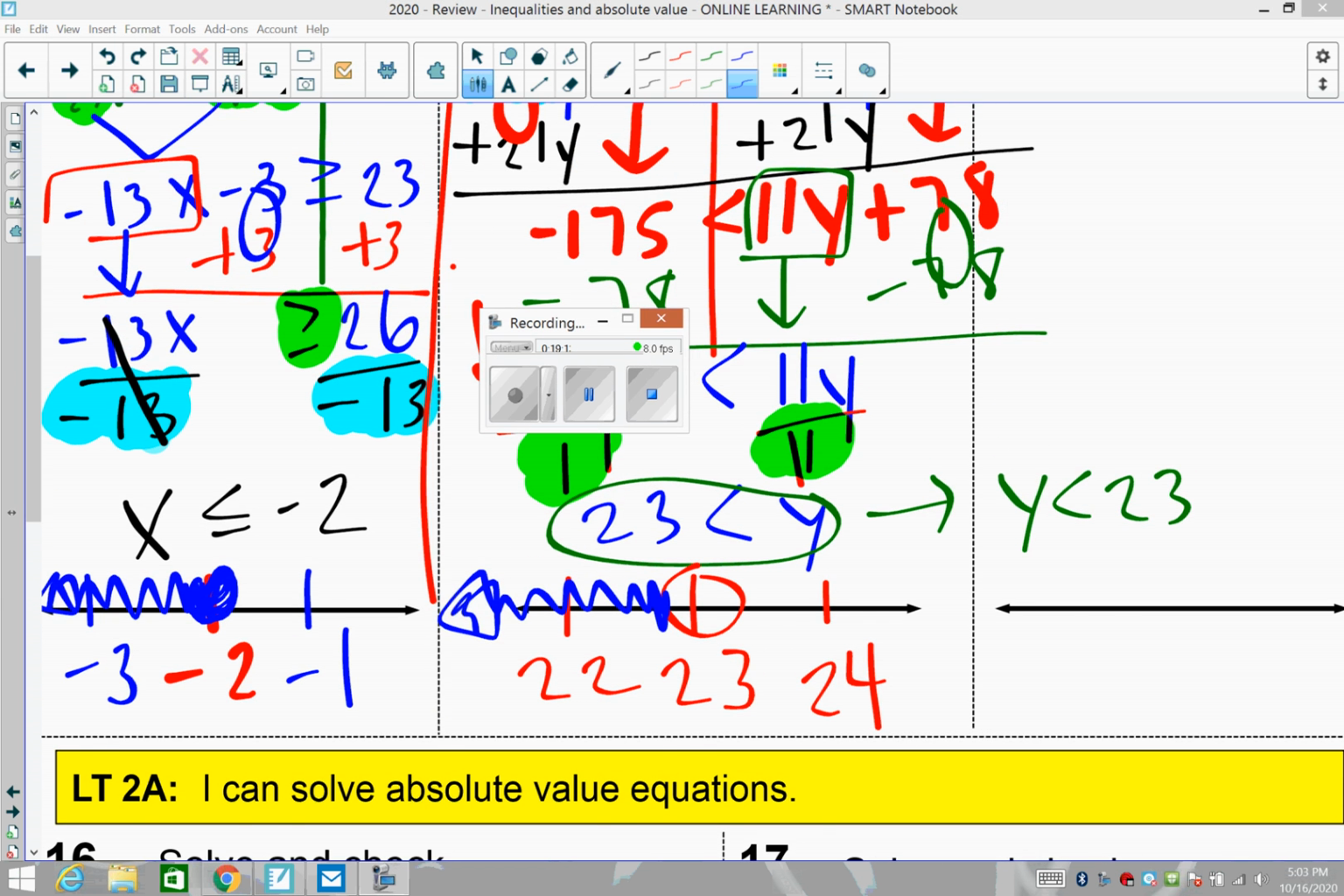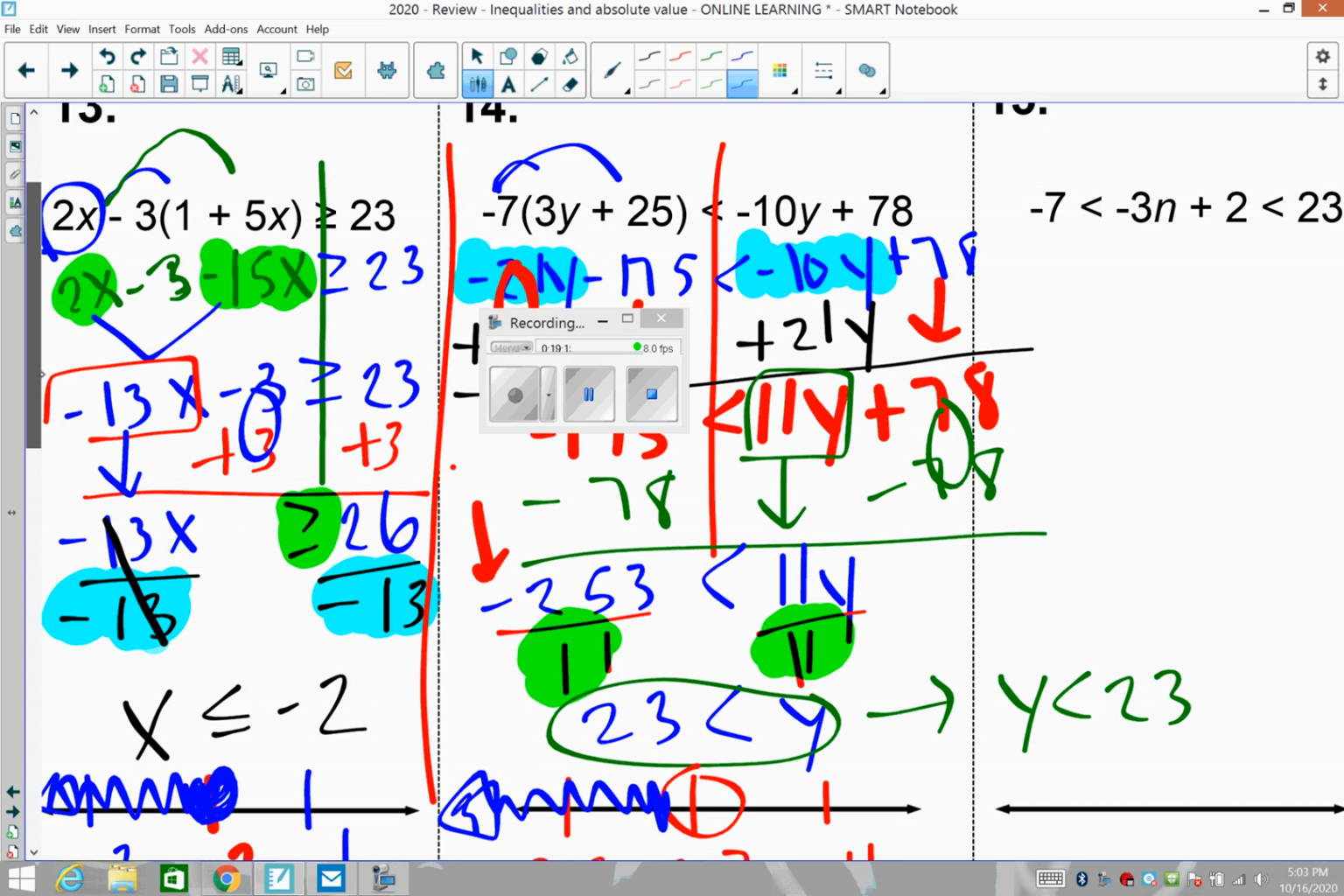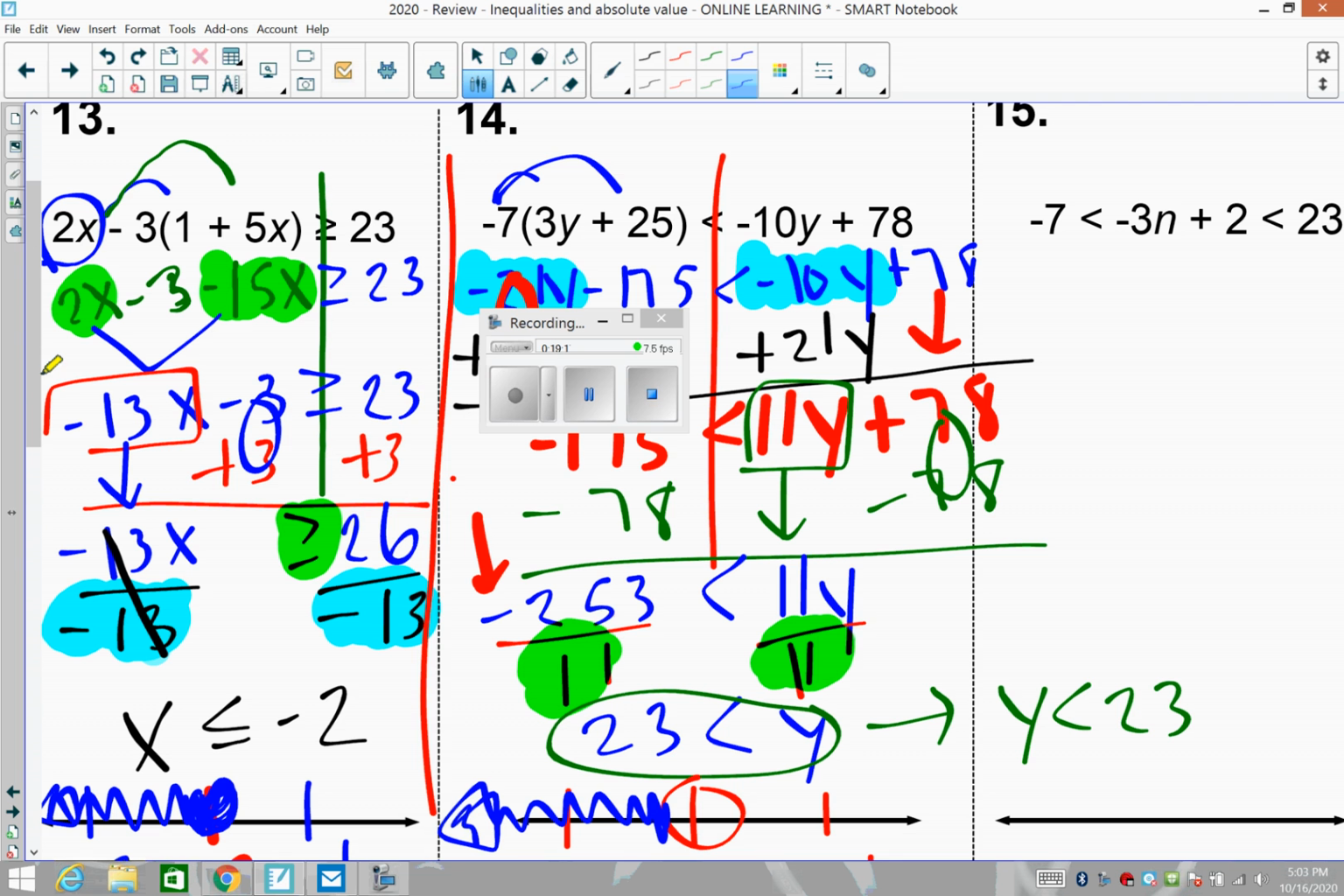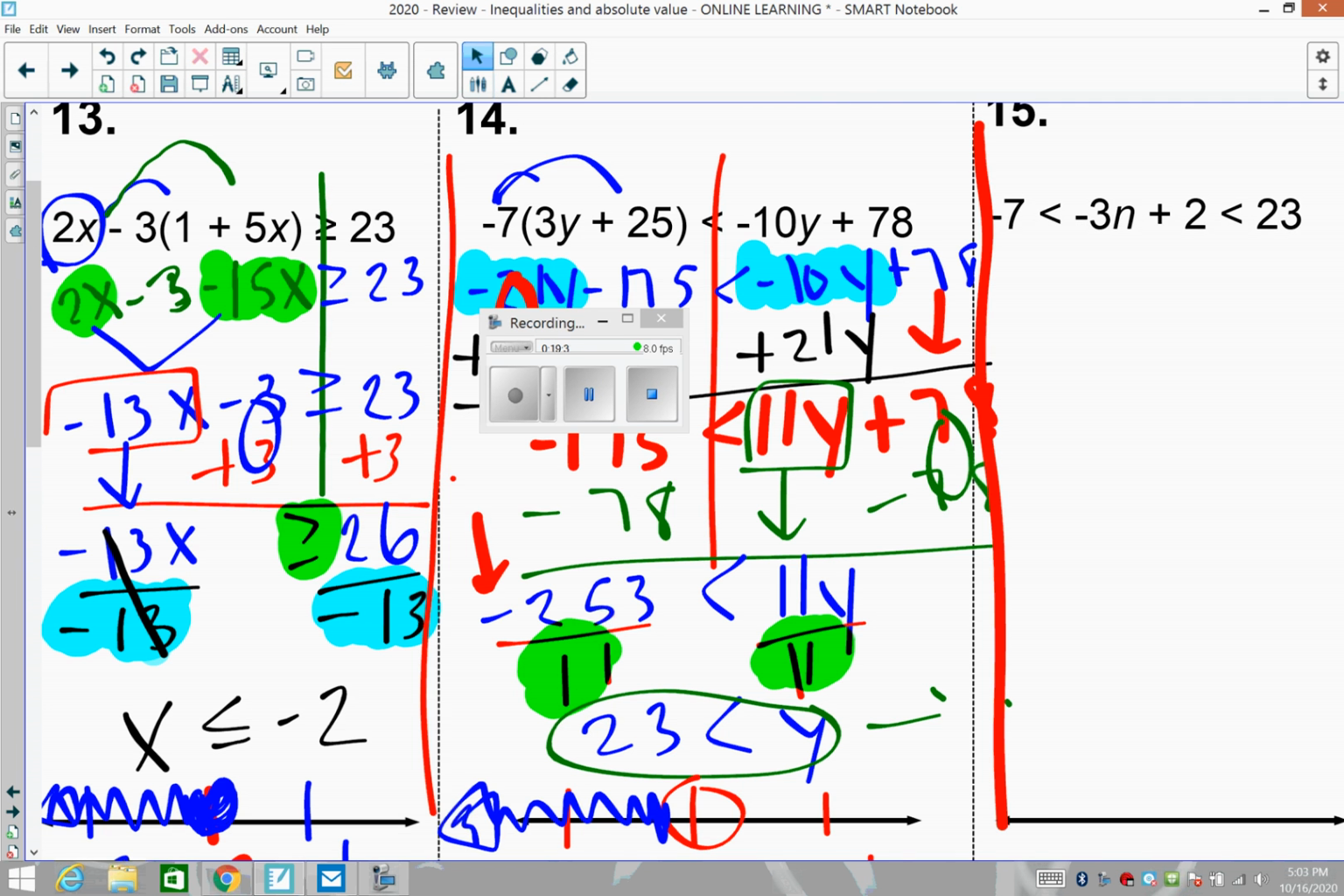All right, here we go. Still working on that same skill, but this is a double inequality that's happening here. So what happens if we have a double inequality? It's really the same thing, except we have a paste going on, which we've talked about before in this course. So we're still trying to isolate.